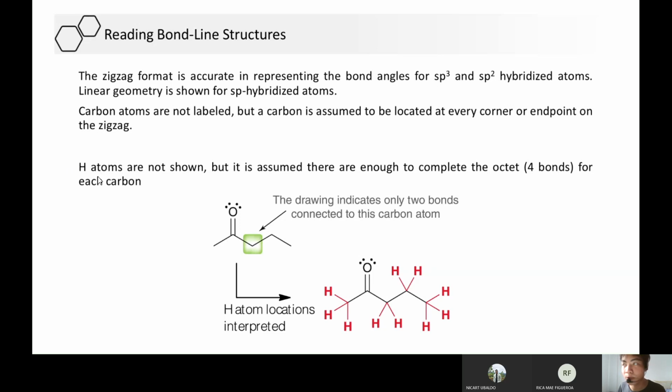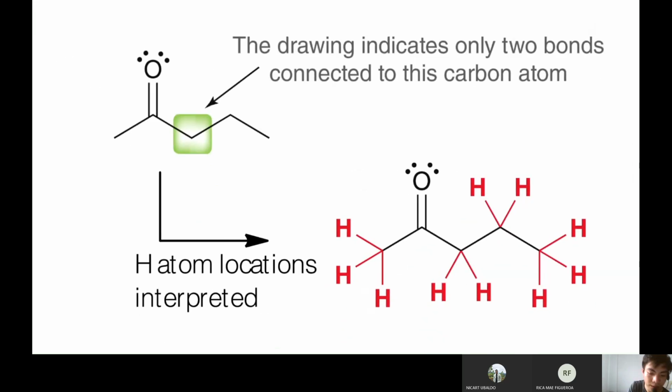So, ito na tayo. So, in understanding the bond line structures, yung hydrogens natin, they are not shown, pero assumed na there is enough number of hydrogens to complete the octet of each carbon. That means there is just enough hydrogens for that specific carbon to have 4 bonds, no. So let's look at this, no. So this carbon is bonded to that carbon, di ba? Zoom natin. Sabi natin may mga carbon dyan, di ba? Sabi natin may carbon dyan, may carbon doon.